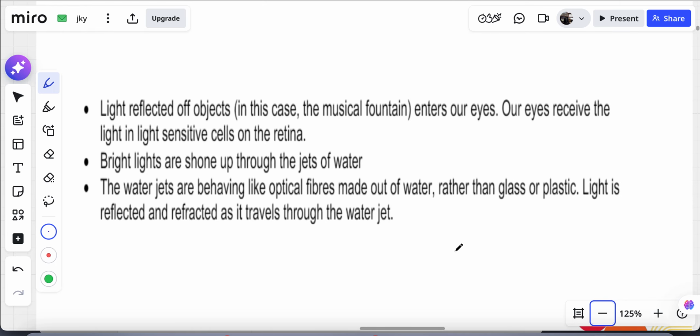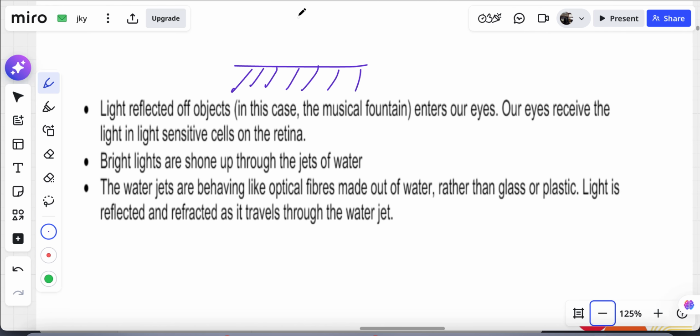Light can be reflected off surfaces, off objects. If light hits a surface, it can be reflected. The kind of reflection depends on the surface. If you have a smooth surface, you have a smooth reflection. For example, a plane mirror is a smooth surface. When light hits a plane mirror, it's going to be reflected, rebounded.